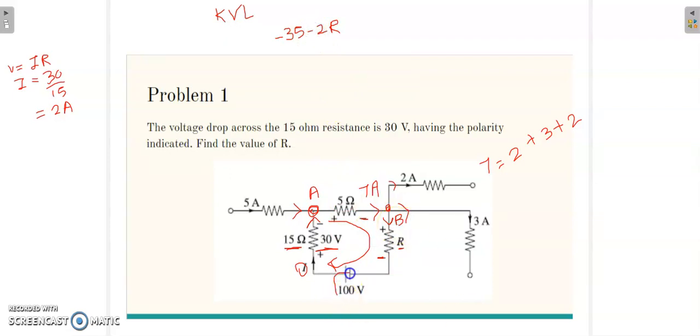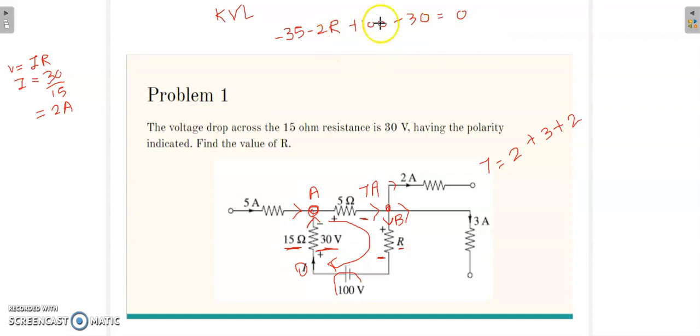Coming to this battery of 100 volt, when I am tracing the loop, at the end of this source, I have a longer line which indicates the positive polarity. So here I will have plus 100, and then to the last component, here I can directly write the voltage drop, which is 30 volt, and obviously again its sign will come as minus 30. All these drops are equal to 0.